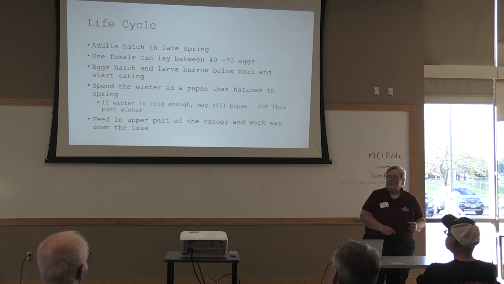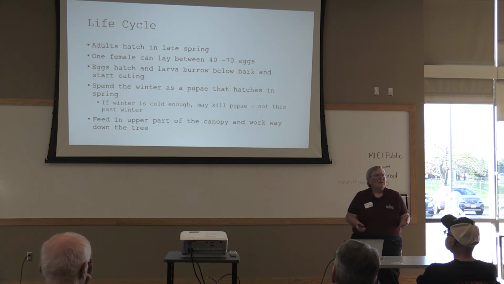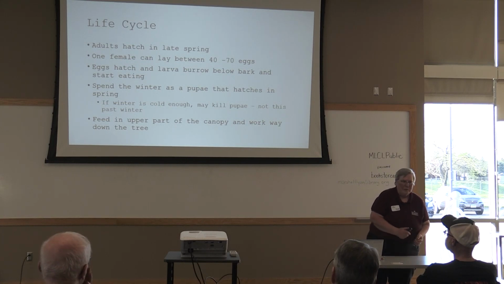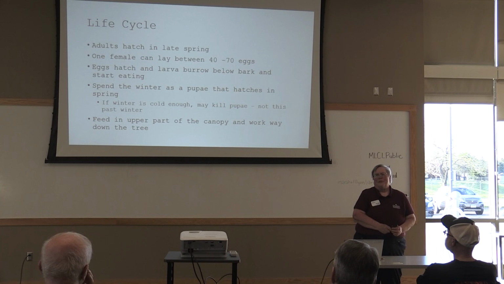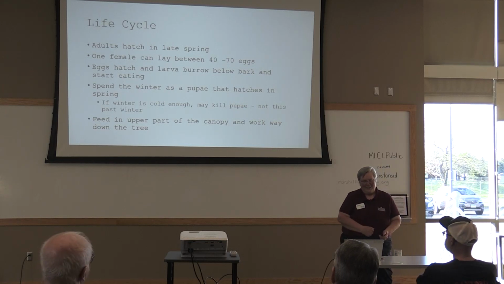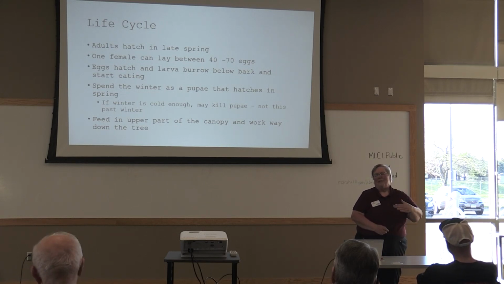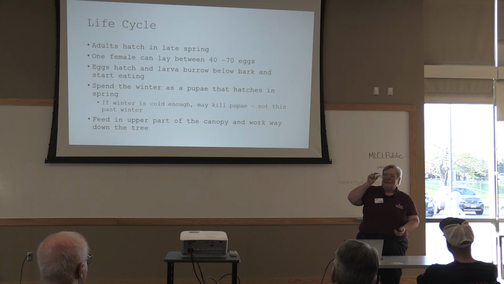Come winter, they will pupate under the bark and wait until spring. If we have a cold winter, i.e. below 0 degrees for a week or two, it may kill some of them. That did not happen this year in the entire state, unfortunately, which probably means we're going to have a high hatch this year. As I said, they feed in the upper canopy of the tree and work their way down. So if you're looking for a little green bug that's 1 inch long in amongst all these green leaves up there in the tree, good luck.